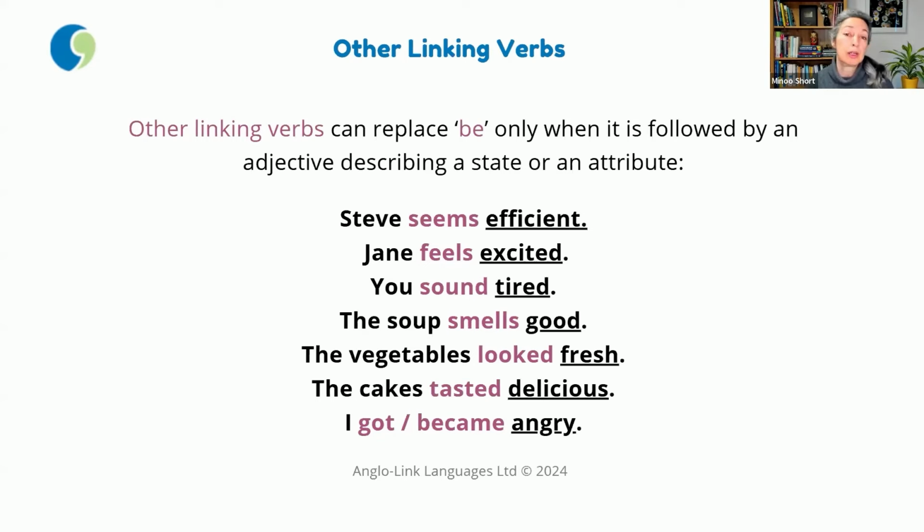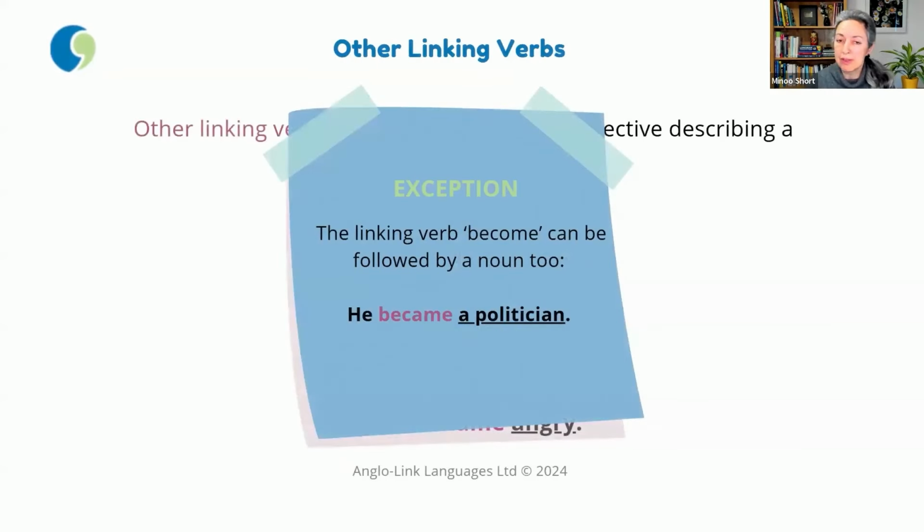And there are two other important linking verbs, get and become. I got angry. I became angry. But if you look at the next word after these verbs, it's always just an adjective, a description. These verbs cannot also give information about age or profession or location, etc. So one little exception, as there always is in English, is that the linking verb become can also be followed by a noun, usually someone's profession. For example, he became a politician.